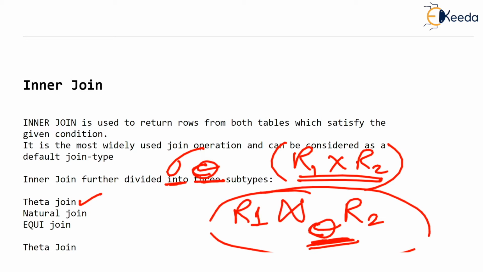You all know from past videos that you can write any type of condition. It need not be that something must be equal to something. You can check whether B is greater than C. You can check whether B is not equal to C, where B and C are two columns of R1 and R2. So that's theta join.